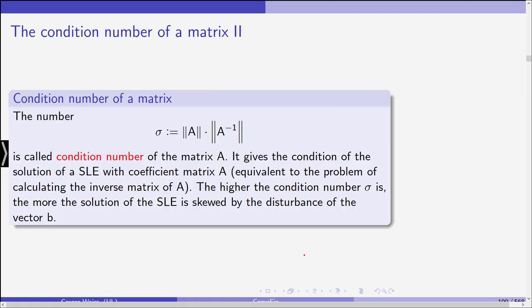So that's the condition number of a matrix. The norm of A times the norm of the inverse of A. The higher the condition number is, the more the solution of a system of linear equations will be skewed and disturbed by the error in the input data in B. So that's the condition number.